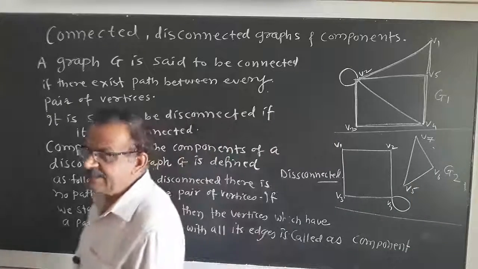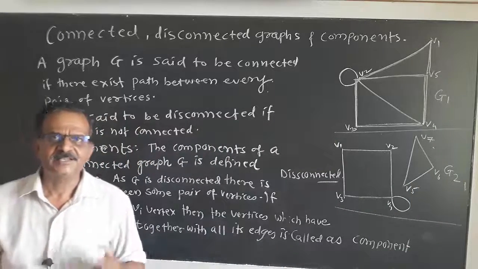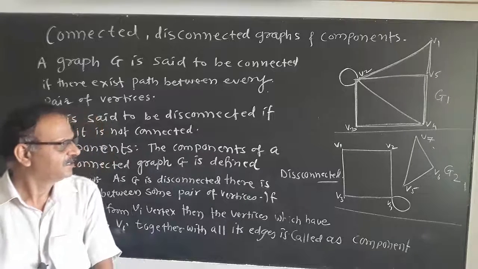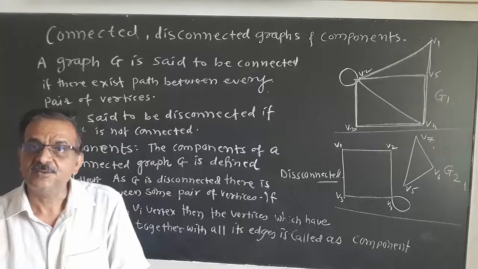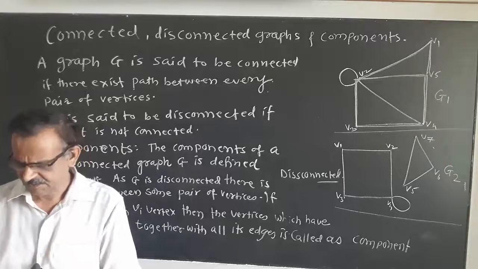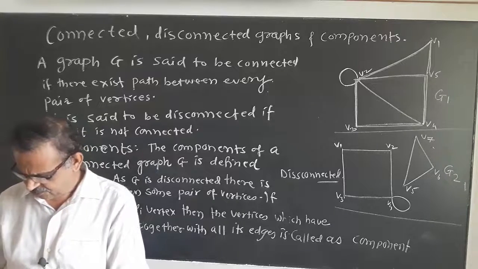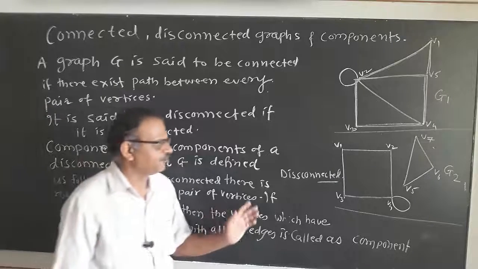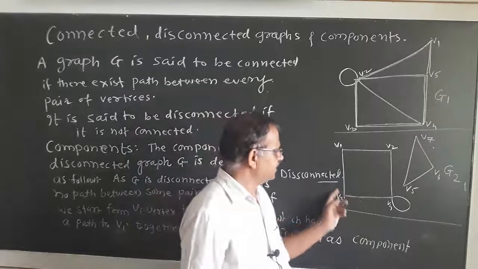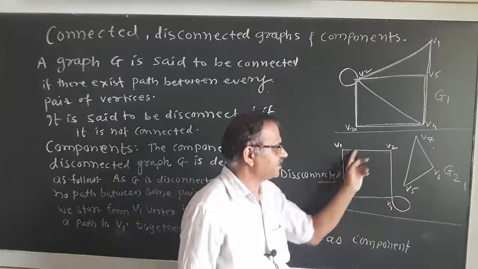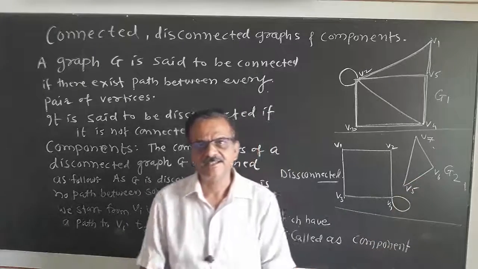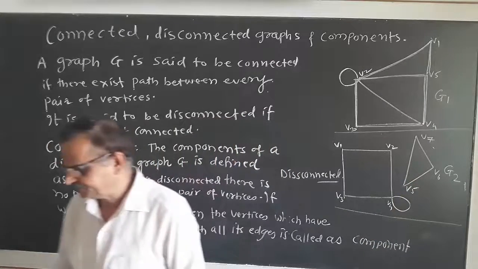Note that any disconnected graph must have more than one component or must be divided into more than one component. Clearly see that every component is always a graph. This is one graph. Suppose this is G2 dash, this is G2 double dash. Every component is also itself a graph.